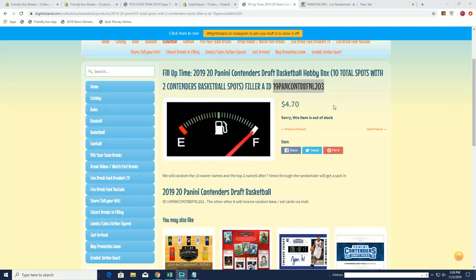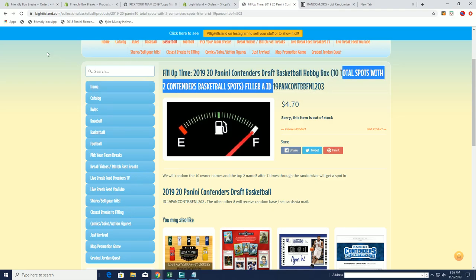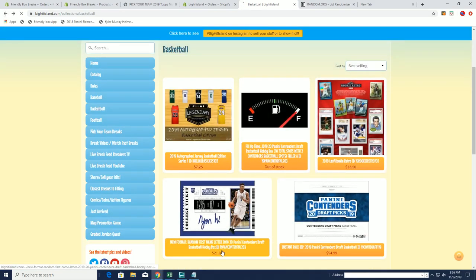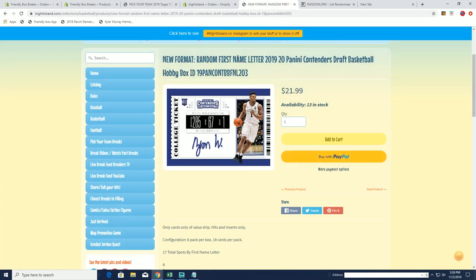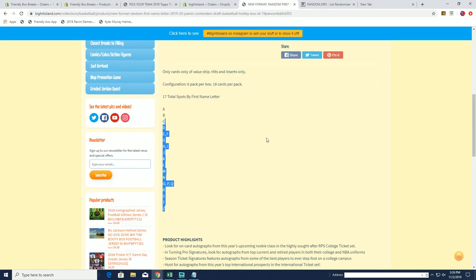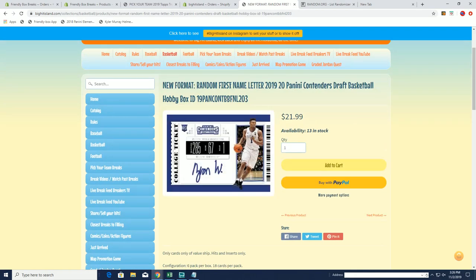This is our filler for Contenders, and two owners will get spots for $470 in Contenders. Two out of ten will get spots for $470 for this break. Two spots. And this is a first name letter break, so Z would be like the best letter to own. There's a letter list and everything. There's 17 total spots, six hits. It's $21.99 to get in, but right now we have a filler happening where you can get spots for $470. Let's get over to the filler right now.